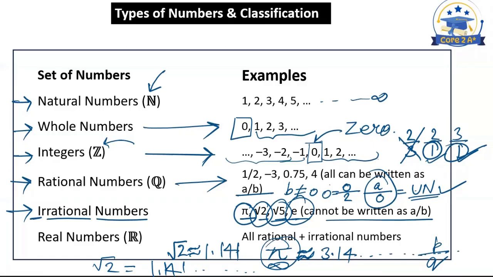And the last one you should know, real numbers. What are the real numbers? All rational plus irrational numbers. If we add both the numbers, what are both numbers?